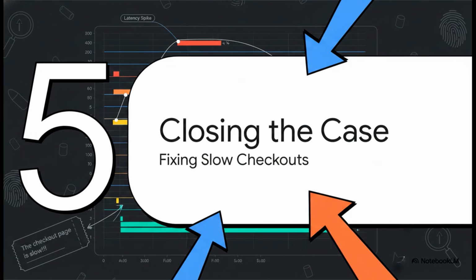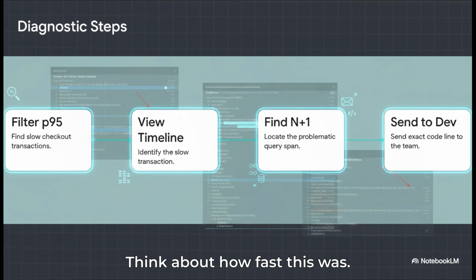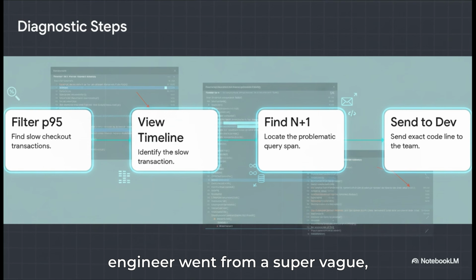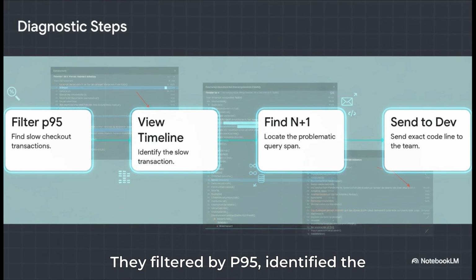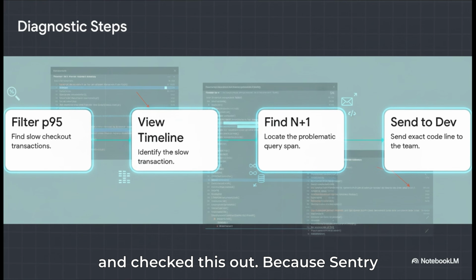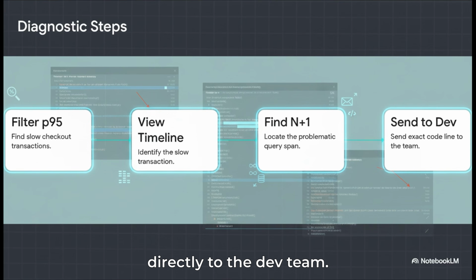Let's wrap this up. Closing the case. Resolving the slow checkout. Think about how fast this was. In just a few clicks, the support engineer went from a super vague, "it's slow" complaint to a precise diagnostic. They filtered by P95, identified the slow transaction in the waterfall, located the N+1 database query span, and check this out. Because Sentry links all this back to the code, they sent the exact line of code triggering the loop directly to the dev team. No spending hours trying to reproduce the error. Just boom, here's the broken code.